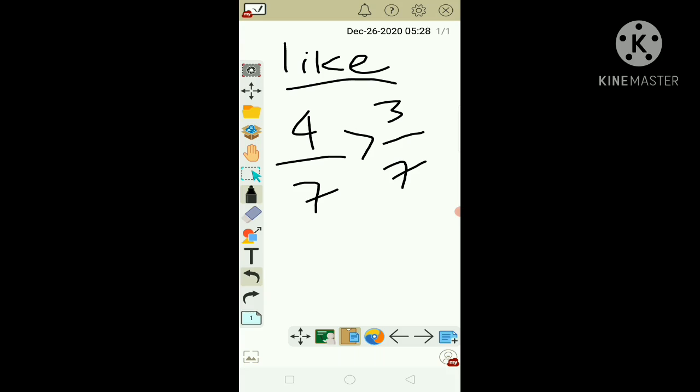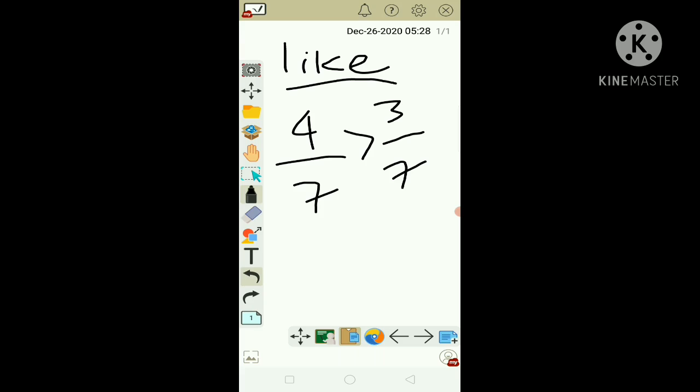How is it a big fraction? Because you assume 4 is a big number and 3 is a small number, so that's why they put greater than. Okay, not like that. A fraction with the greater numerator is greater for like fractions. There are some formulas and rules you have to follow.